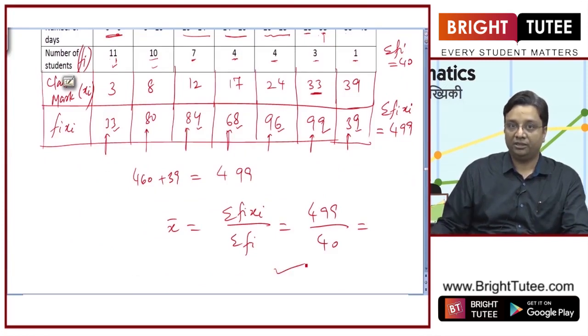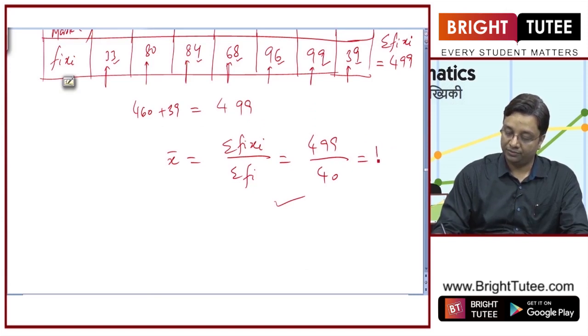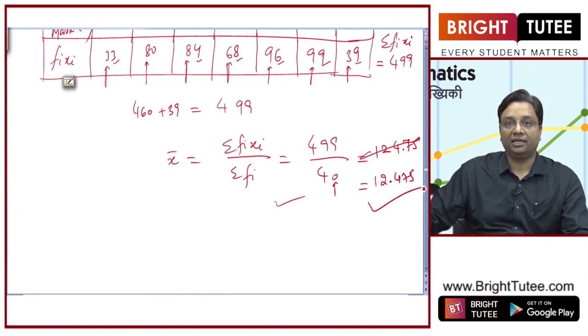Now you calculate it yourself, okay? Or let me do it for you. This would have been 124.75 if this 0 was not there, so it is equal to 12.475, right? So this is your final answer.